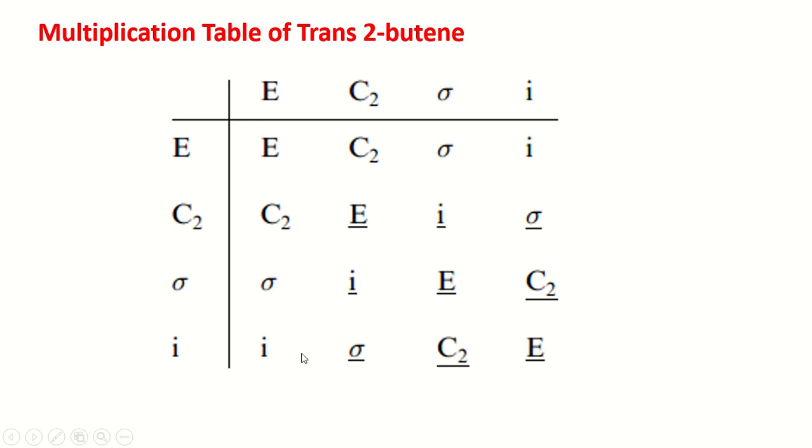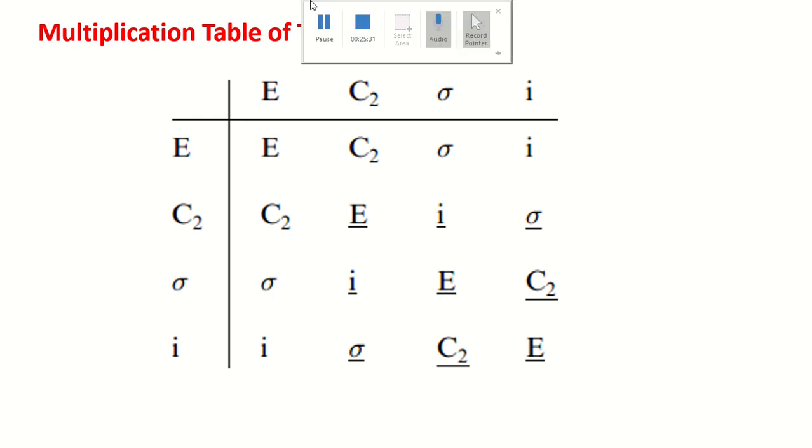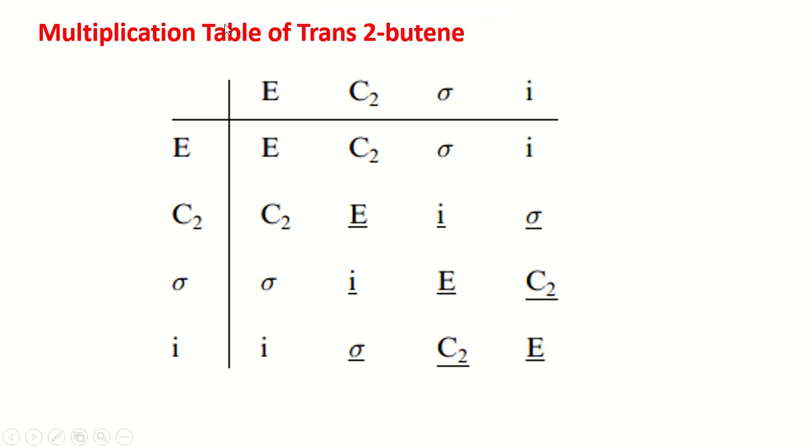So this is the complete multiplication table of trans-2-butene, and we can easily construct the multiplication table for any molecule. This is all about this.